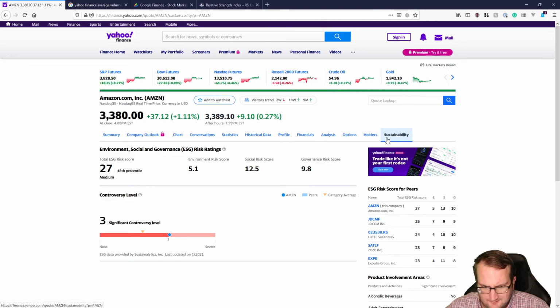Sustainability. So this has to do with the environmental, social, and governance factors. They've applied a rating to this, and we'll cover this a little bit later.